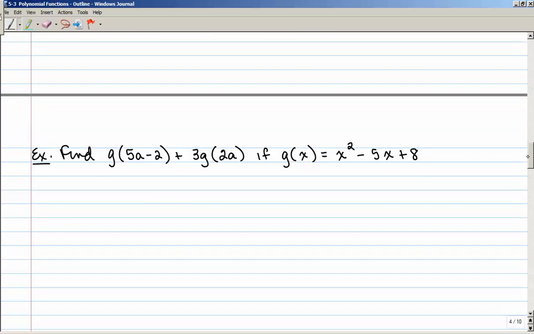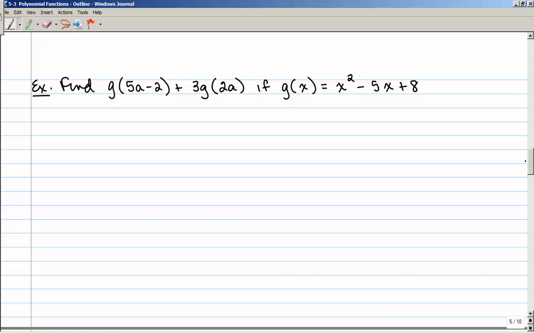Here's one that's a little more complicated. Now we're using g of x instead of f of x or p of x, and it's asking us to find g of 5a minus 2 plus 3 times g of 2a if g of x is x squared minus 5x plus 8. So what this means is I'm really going to kind of treat this as two separate problems.